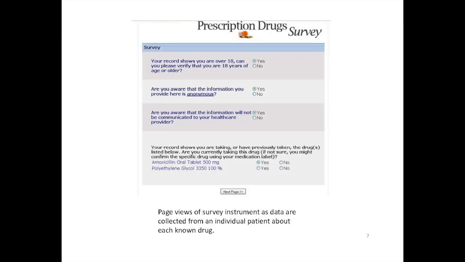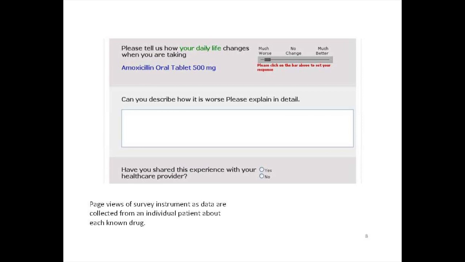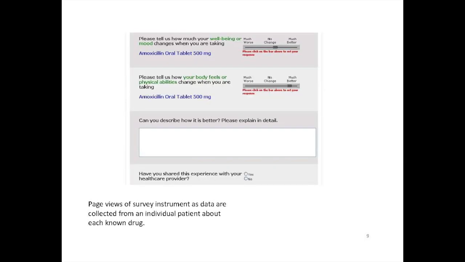And you'll see here the publication. So this has recently been published. So this is what it looked like. It took very little amount of time. It got essentially an online informed consent. They were aware that participating in the study was not going to send that information to their provider, and that they understood it would be analyzed anonymously.